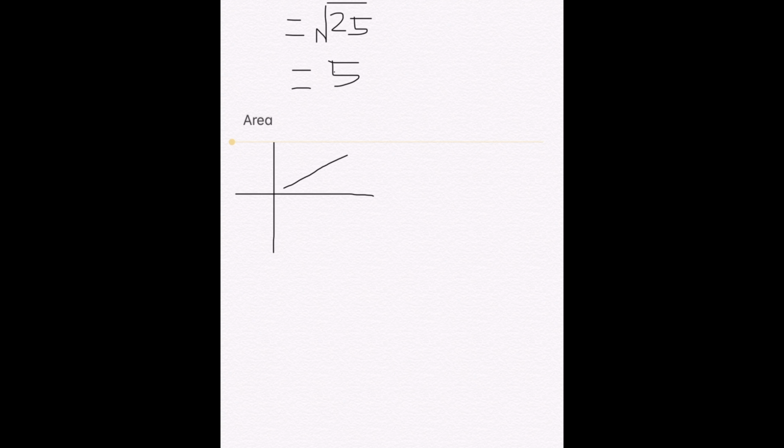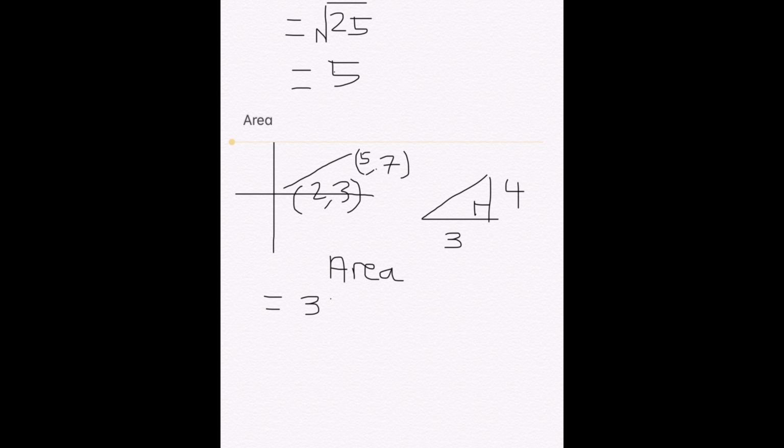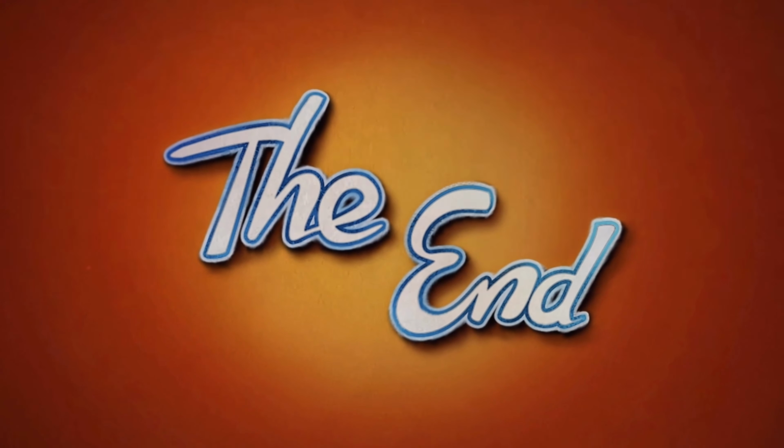However, if you're trying to find the area of the triangle, you would label the points and find the base and height. To find the base, you would subtract the values of x, so 5 minus 2 is 3, which is the base, and the height can be found by 7 minus 3, which is 4. So the area can be found by 3 times 4 divided by 2, and we get that the area is 6. And that's the end of this chapter.